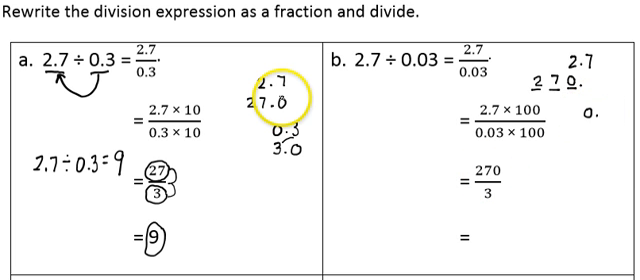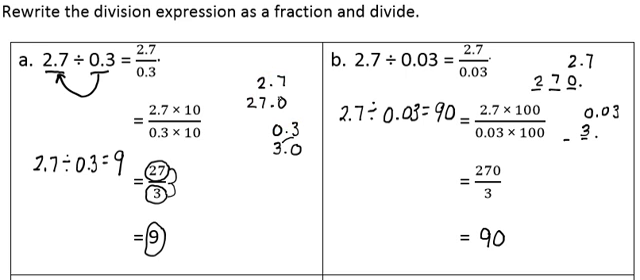To multiply 3/100ths times 100, again, each digit will move 2 places to the left, and that puts my 3 in my ones place. So that's why I have 3 for my denominator. Now I read my fraction as 270 divided by 3. Well, 3 times 90 would give me 270. So 2 7/10 divided by 3/100ths is 90.